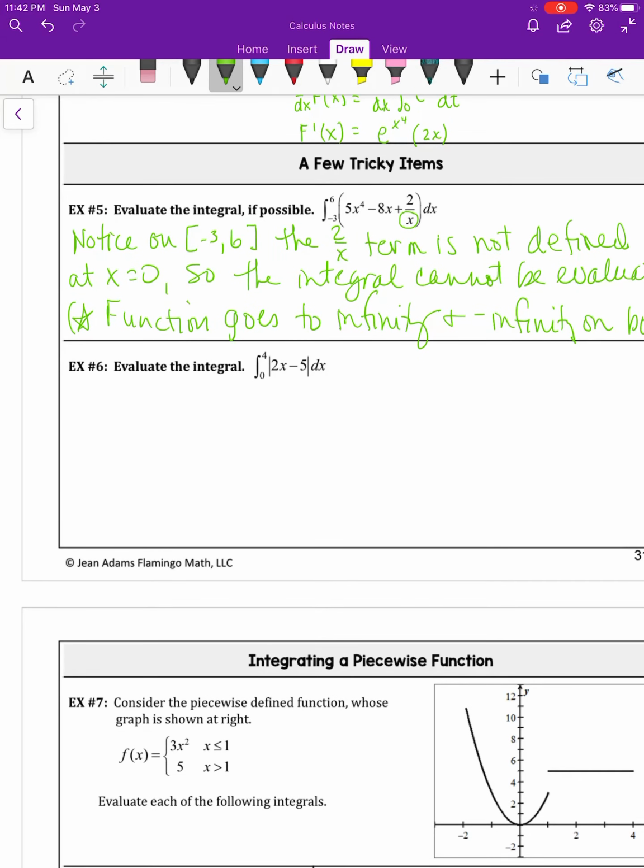Oh, and this would have been as a goes to infinity. So this would have been a to 6, right? But anyway, you don't have to know that. I just thought some of you might be curious. Okay, so we were not able to evaluate that one. Example number 6, evaluate the integral 0 to 4, 2x minus 5 dx.